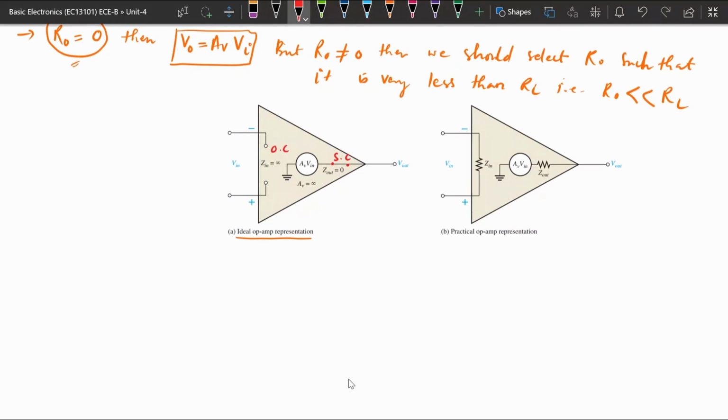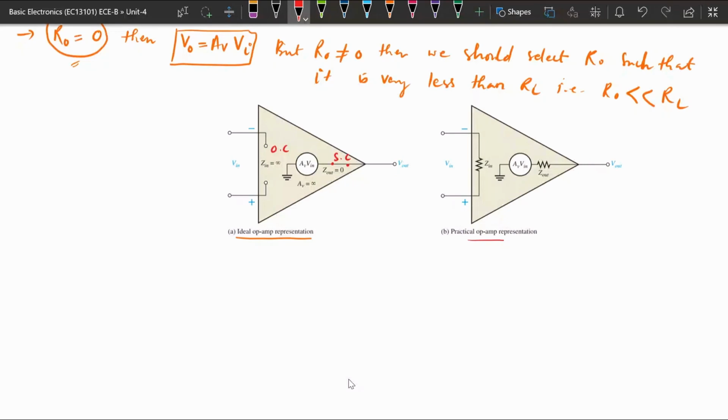Similarly, if it is a practical operational amplifier, then between these two terminals there will be an input resistance. This input resistance will have some magnitude, it will not be infinity. So it is represented by a resistance, that is Z input. And at the output part, instead of output resistance 0, it will have some resistance, that is Z output. So this will be the equivalent circuit in case of an operational amplifier.